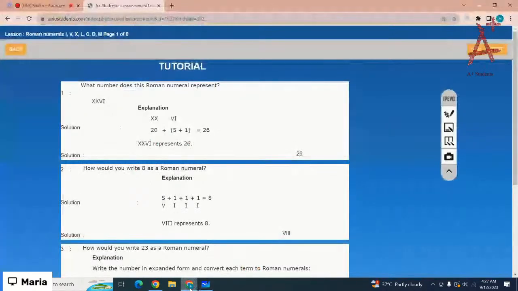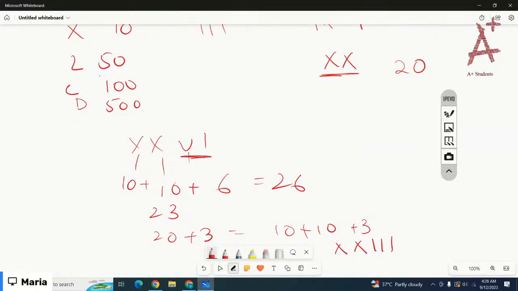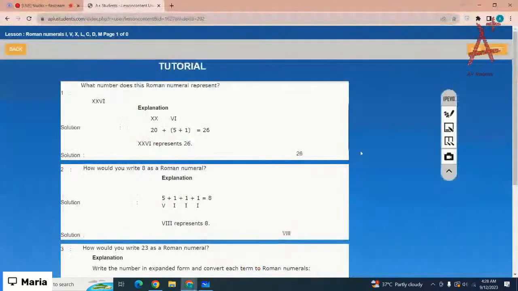The other example is, you have to write 23 in the Roman form, right? 23. You can write as 20 plus 3. And you can write 20 as 10 plus 10, plus 3. So 10 you can represent as X. Again, 10 you can represent as X. And 3 you can represent as I, I, I. That is 23, right? Let's just start with the practice questions.